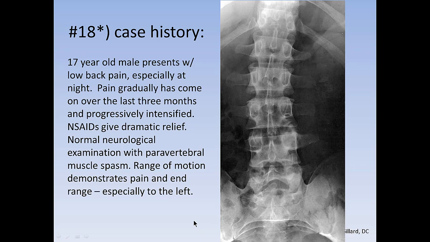So we have a 17-year-old male who presents with low back pain, especially at night. Pain gradually comes on over the last 3 months and has progressively intensified. NSAIDs or aspirin gives dramatic relief to his pain. So you work up the patient, neurological evaluation is normal. He does have some muscle spasm, range of motion is restricted, and he's got pain on end range, especially to the left. What are some diagnoses here? This is a nice clear x-ray. So you can definitely make a couple differentials.